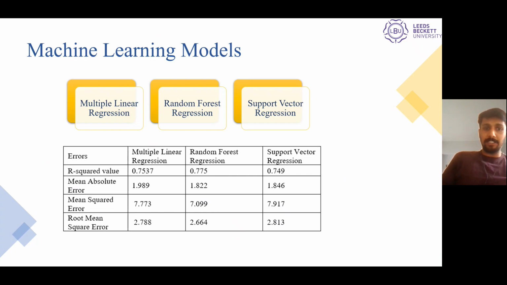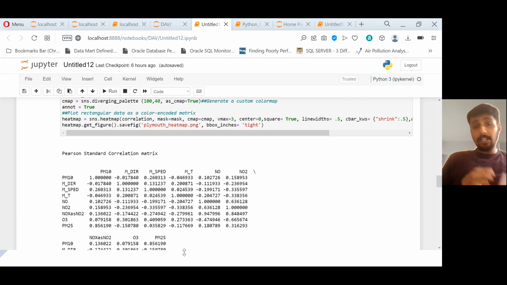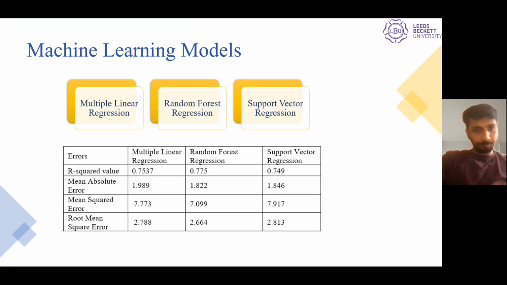Especially we implemented a multilinear regression model, random forest regression, and support vector regression. We have created 3 models for predicting the concentration of PM2.5 based on the 2021 data. And our results are as below.